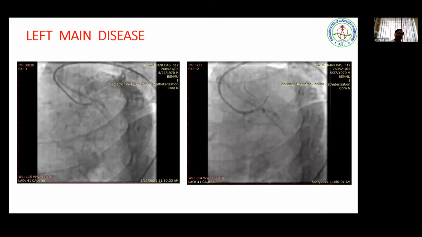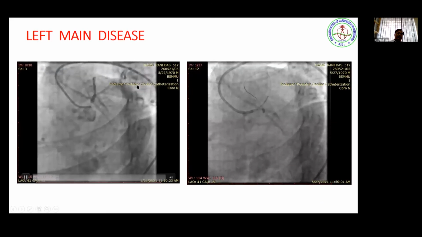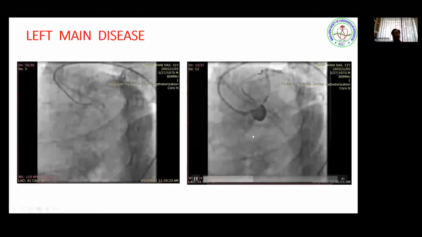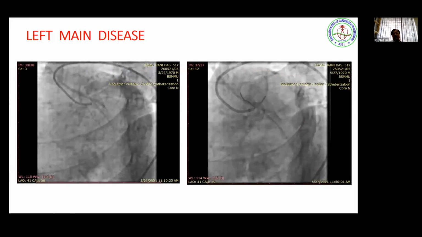This is a fair example, left main disease. This is the angiogram in the right panel. It shows the Judkins left diagnostic catheter. The ostium of the left main is diseased. Which catheter do we select? We definitely select a Judkins type catheter, not an XB. A Judkins catheter will give you a good result for these cases.